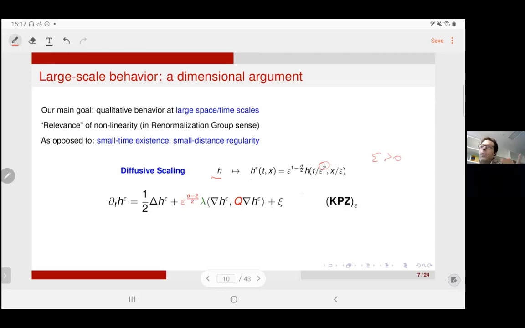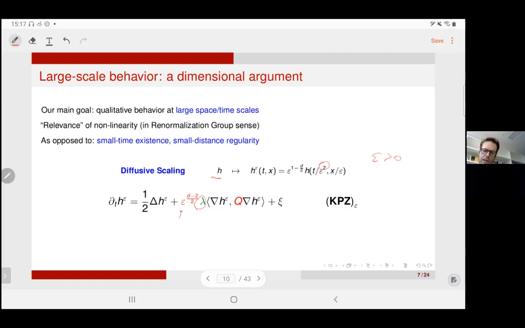And then you overall rescale by this factor epsilon to the (d minus 2) over 2. Okay, so you call h epsilon this stuff. You put it back into the equation, and what you will see is that this h epsilon will satisfy the same equation as above. The only thing that happens is that the nonlinear term, this lambda, is multiplied by a factor depending on epsilon as epsilon to the (2 minus d) over 2.